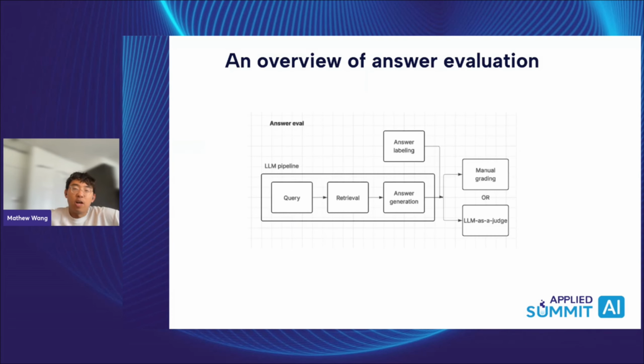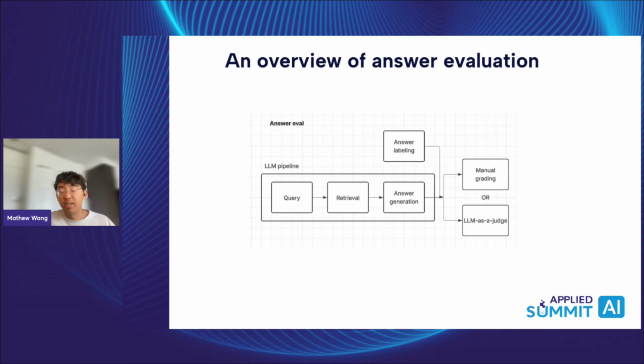There are a couple of variants of this, but this is the way that I think makes the most sense in terms of how you evaluate answers. How do you test if the answers from your AI product are good? The first part of it is your LLM pipeline that you would put into production. A user asks a question, you go and try to retrieve all the relevant context based on that question, and then you generate an answer and return that to the user.